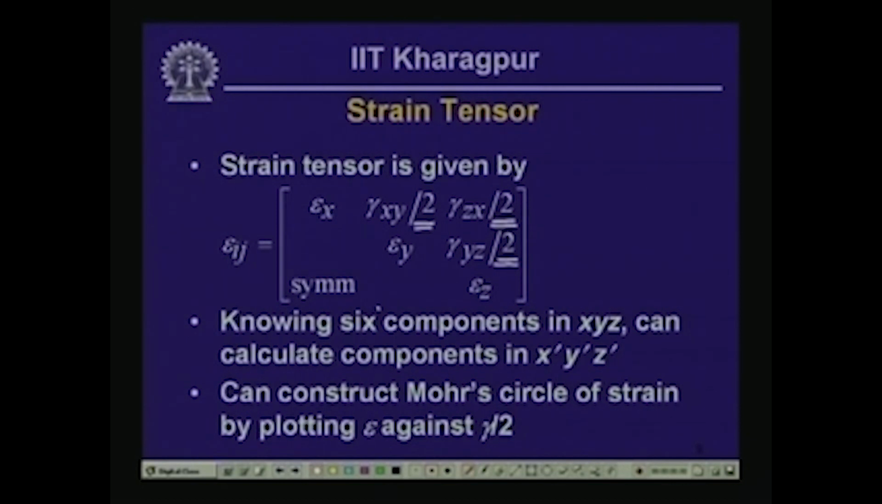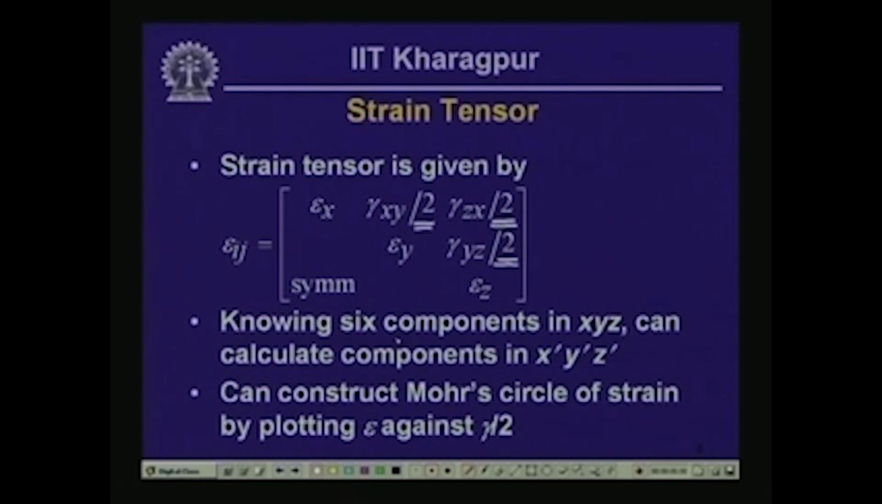So, you cannot consider gamma xy, gamma zx and gamma yz like you did in case of shear stress tau xy, tau zx and tau yz, but you have to divide the strain quantities by 2 in order to compose the strain tensor. So, as was the case with stress, if you know all the 6 components of strain in x, y, z set of coordinates, then you could calculate the components of strain in x prime, y prime and z prime set of coordinates.